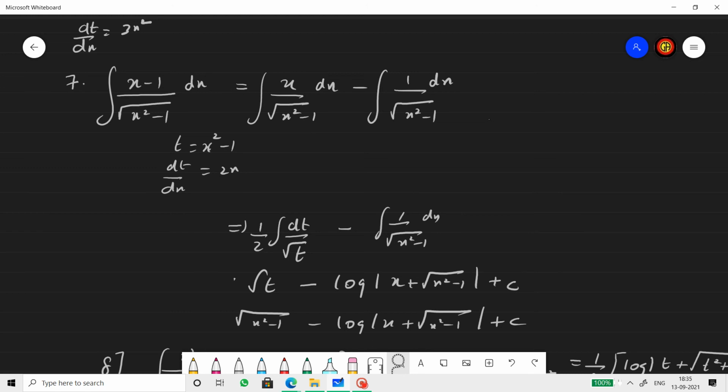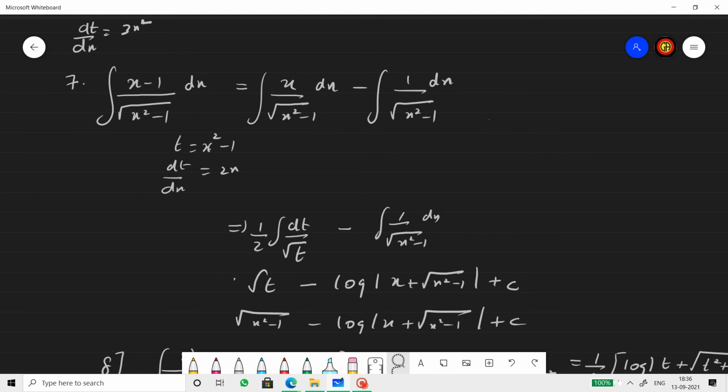So it is better you consider x square minus 1 as t instead of just x square, because anyway the differentiation of 1 is going to be 0 only. So therefore I took t as x square minus 1. dt by dx is 2x. Substituting back into the question, I get half integration of dt by root t. Root t to integrate, you take it up, so root t to the power is minus half. Follow the integration process, you get this.